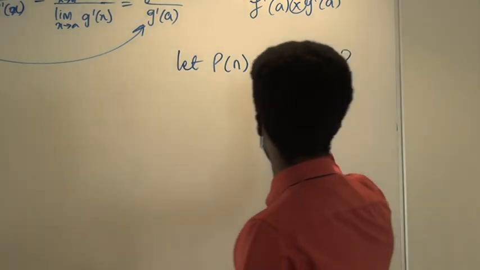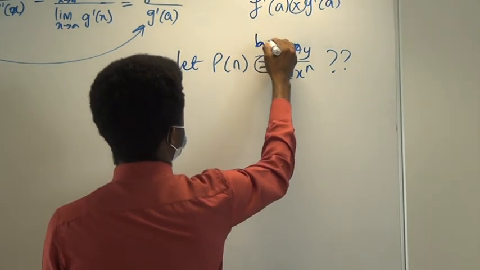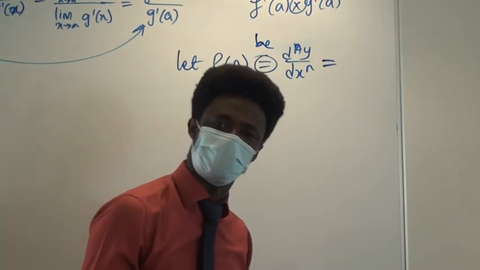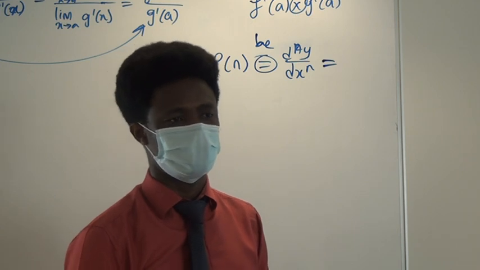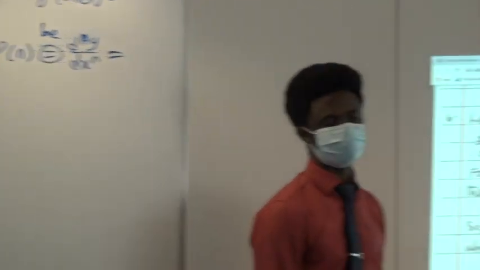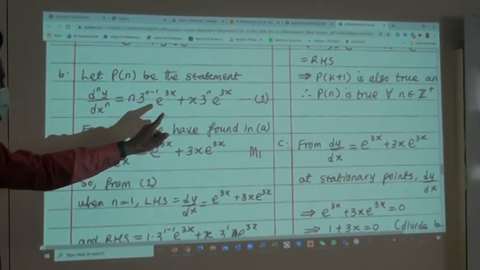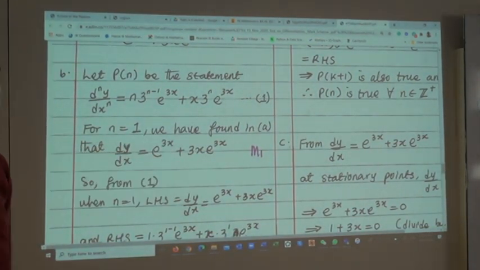And you should avoid using equals to. Let Pn be, because there's an equal sign expected here. Mind the way you write. Okay? Let Pn be the statement this. Understand? Then for n is equal to 1, we have found in part A already that this is the case.